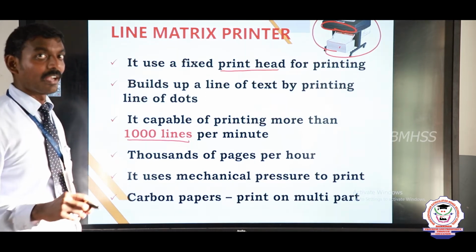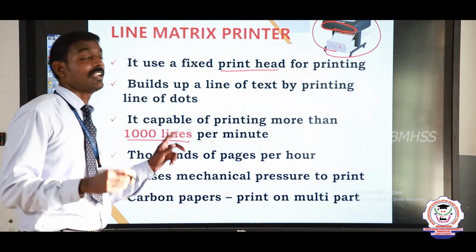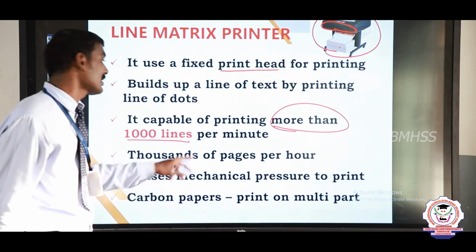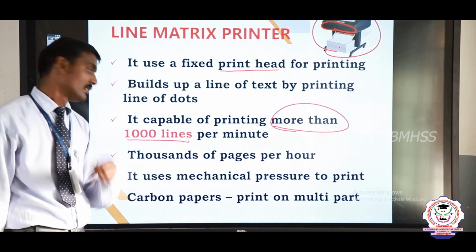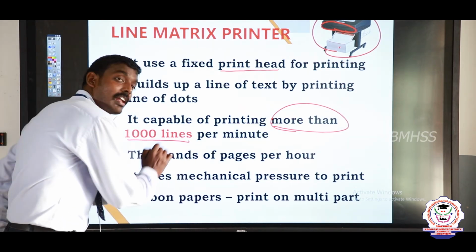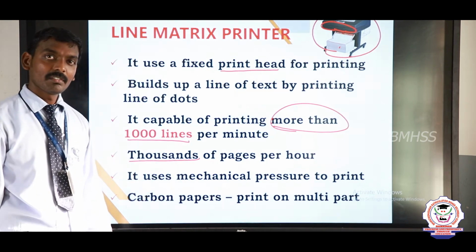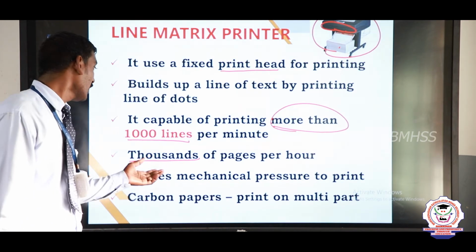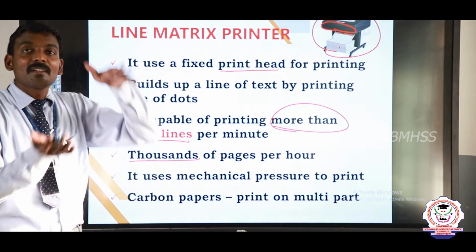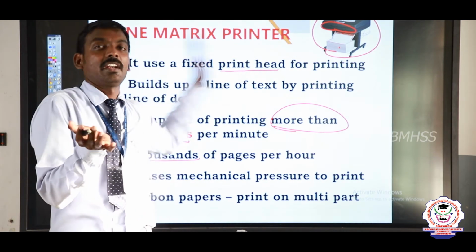32,550 characters per second. But in this line matrix printer, more than 1000 lines can be printed per minute and thousands of pages per hour. It uses mechanical pressure; the mechanical pressure will be implemented to print the content.